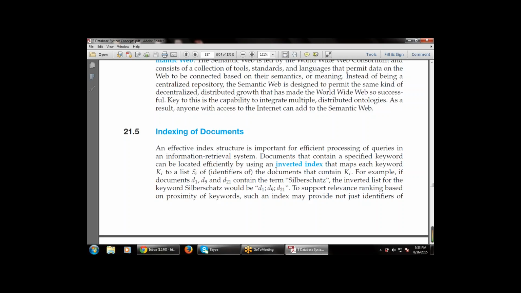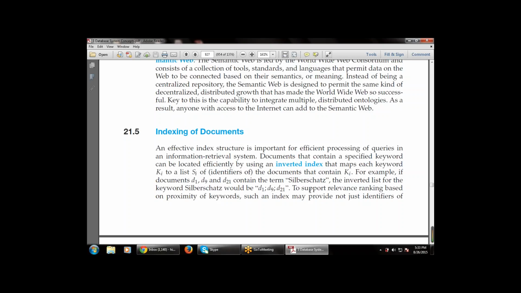A document that contains a specified keyword can be located efficiently by using an inverted index that maps each keyword Ki to the list Si. So, for example, like using Control F for searching, the index maps the keyword Ki to the list Si of the identifiers of the documents. For example, if documents D1, D9, D21 contain the term silver cats, the inverted list of the keyword silver cats would be D1, D9, D21.